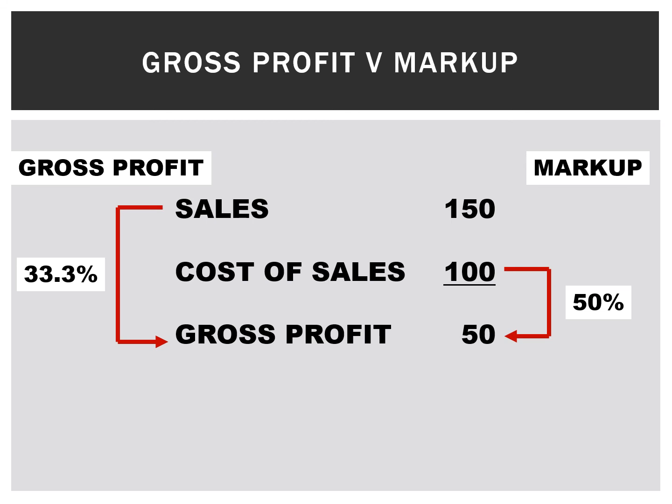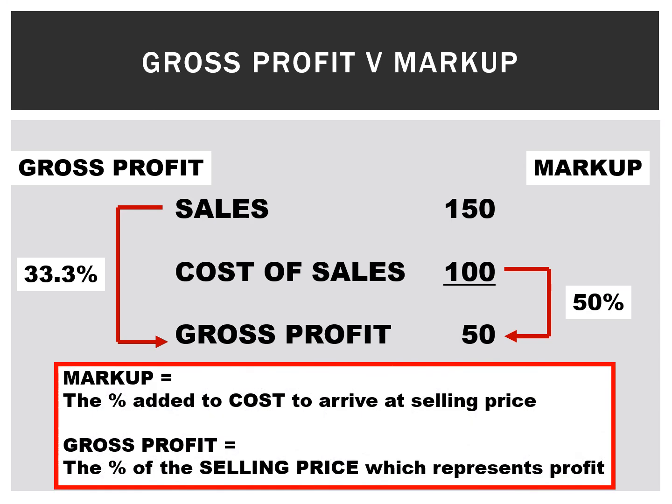Don't confuse those two. Markup will always be a larger percentage than the gross profit percentage, because the gross profit percentage is calculating the gross profit as a percentage of the selling price. The markup calculates the gross profit as a percentage of the cost price. So just make sure that you don't confuse those two.